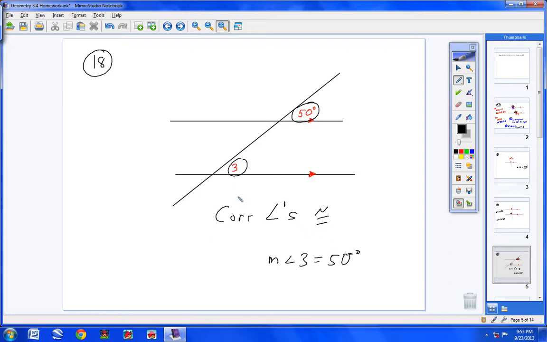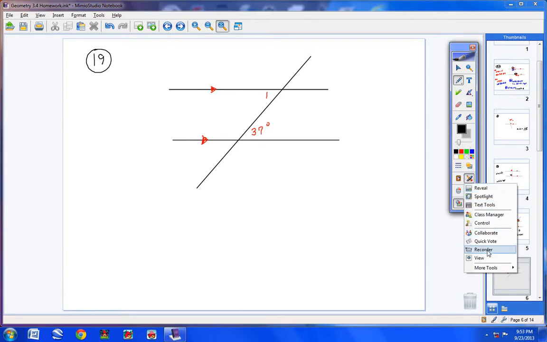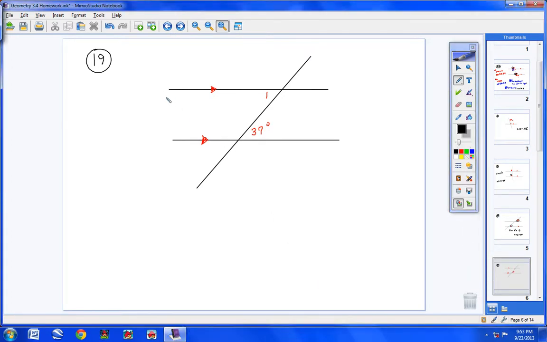Now let's take a look at 19 through 37, odd, of course. We're going to skip number 25. So here we go. Let's take a look now at number 19. The directions for 19 and 21 state find the measure of the numbered angle.